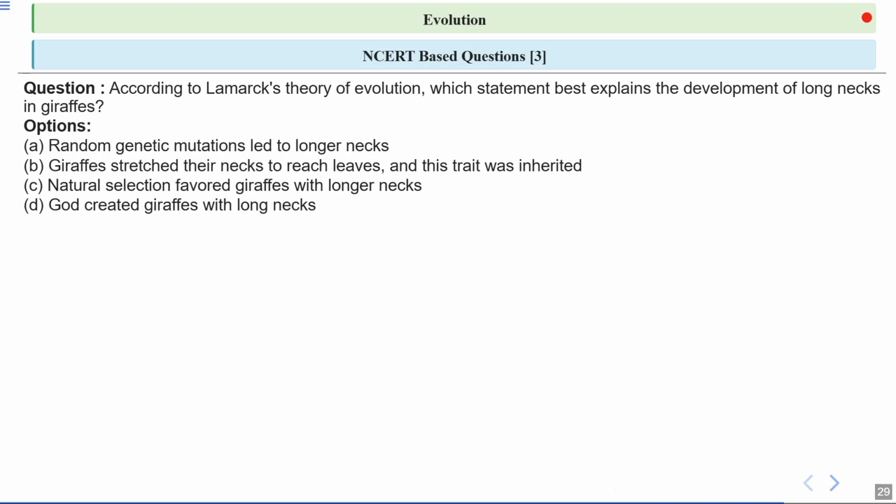Next question: according to Lamarck's theory of evolution, which statement best explains the development of long necks in the giraffe? The options are: option A, random genetic mutations led to longer necks in the giraffe. Option B, giraffes stretched their necks to reach leaves, and this trait was inherited. Option C, natural selection favored giraffes with longer necks. And option D, God created giraffes with long necks. What is the correct answer?